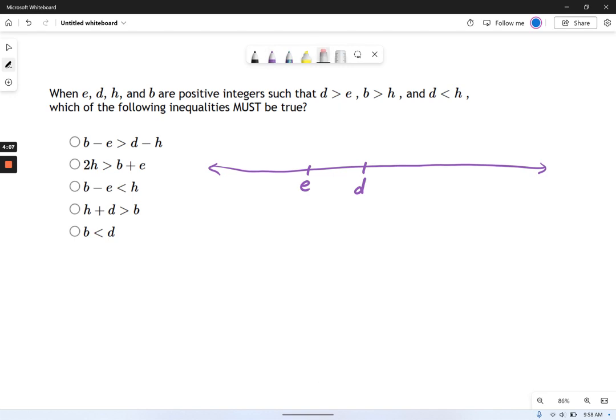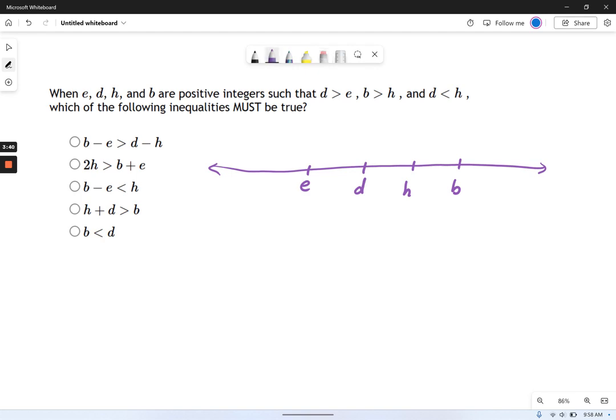And what else do I know? I know B is greater than H. And I know D is less than H. Okay, so let's use this information first because I already know where D is on my number line. Let's use this guy right here. D is less than H. Well, that means H is going to be over here. And if B is greater than H, that means B is over here. Okay, so now I have taken all of this information and put it on a number line. And this thing's going to be easy to solve now.